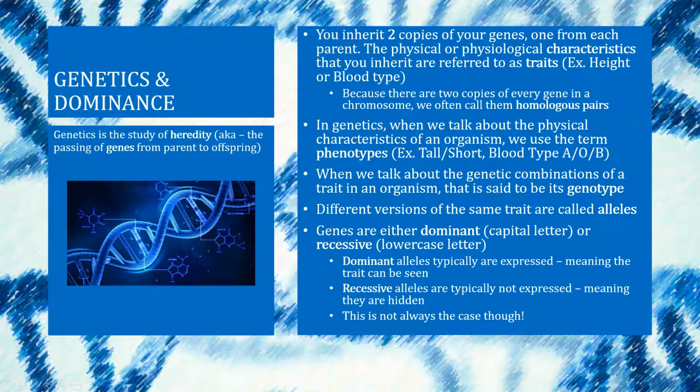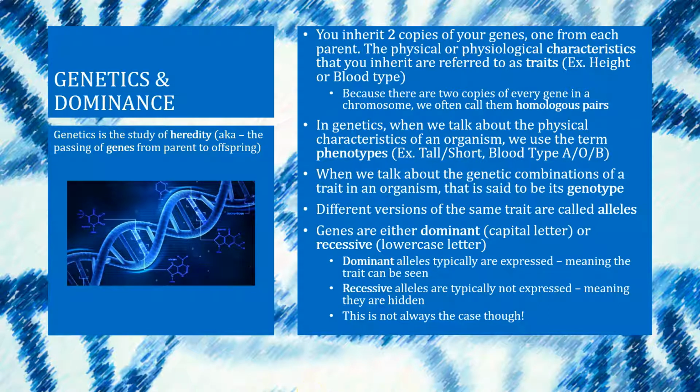All right, so genetics and dominance. Well, genetics is the science that studies the specifics of heredity. Like, how do we get genes from a parent to an offspring? Okay, you, as a human, you inherit two copies of your genes, one from your mom and one from your dad. Okay, this includes your physical or physiological characteristics that we refer to as traits. So, height, blood type, even aspects of your personality. Okay. Because there are two copies of every gene in a chromosome, we often call them homologous pairs. Okay, homologous meaning that they're the same, and because there's two of them, a pair. Okay, homologous pairs. All right.